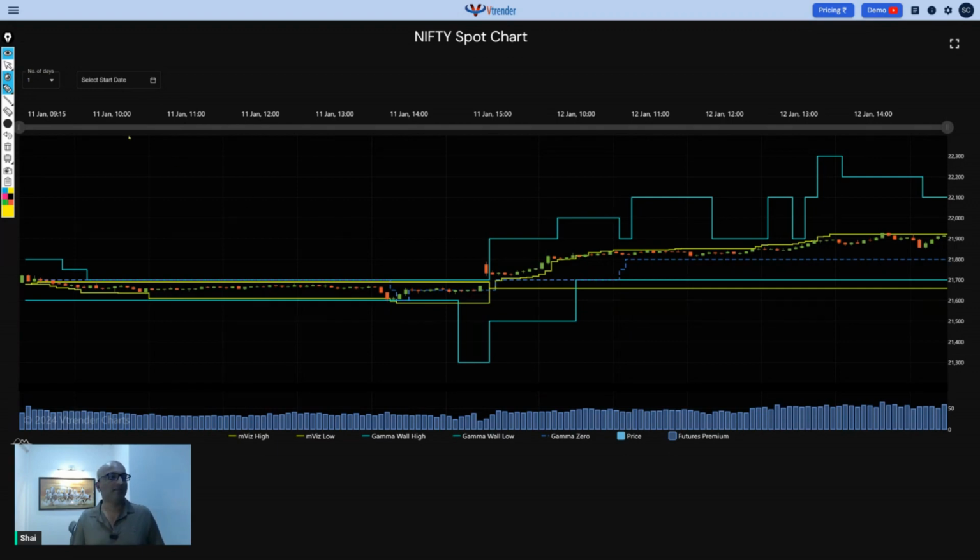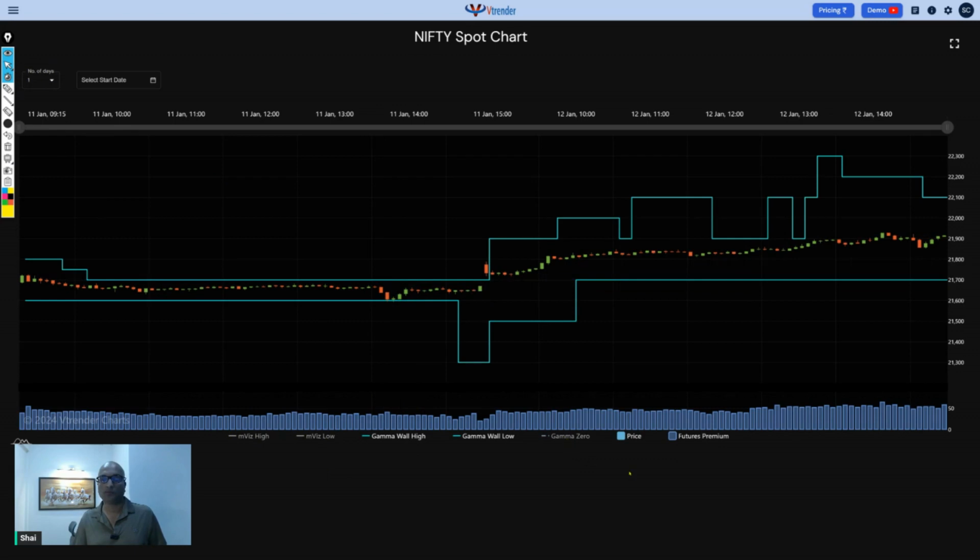So this is the spectrum. You'll broadly talk about the spectrum as having a gamma wall high and a gamma wall low, which are these lines. So you'll form a range for the coming week. Based on this range, you will then plot the gamma zero line, which is clicking on this blue dotted line, and you look to see if the market is above the gamma zero or below the gamma zero. Now understand the rule: the market above gamma zero is a market which is dominated by buyers, and the market below gamma zero is a market dominated by sellers.